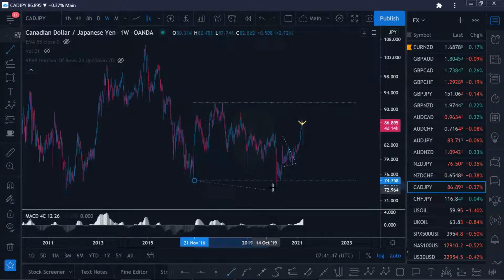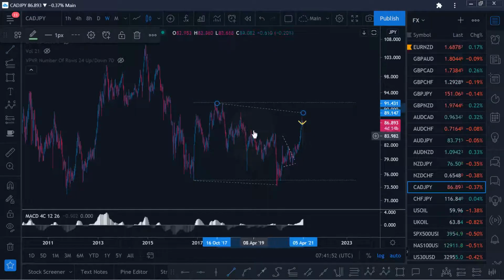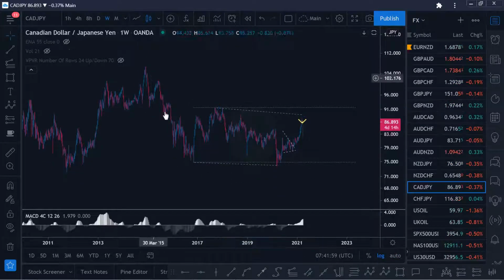Structure-wise, you can just see straight away this ABC structure we were looking at. Nice, clean, very choppy B wave, which is what you want. A nice impulsive C wave, which is exactly what you want. And now the next move down is one to match this one.